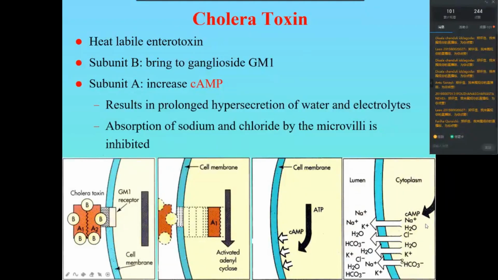And this is only the first step. When the water in the cell is low, more water will diffuse from the blood into the epithelial cell. So you are losing water not only from the epithelial cell, but from all over the body, from the whole system. That's why cholera is so lethal. If not treated well, it can kill the person within a short time. So this is cholera toxin.